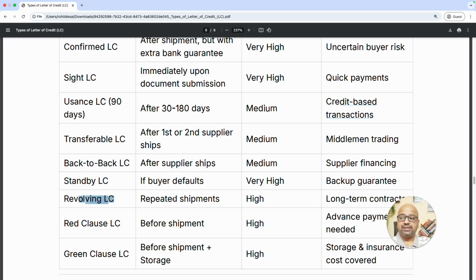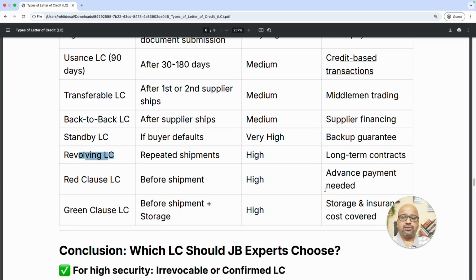Then revolving LC. If you have a long-term contract, a fixed commitment saying that every time I'm going to send the same amount of material for a whole year, then you can start working on revolving LCs.